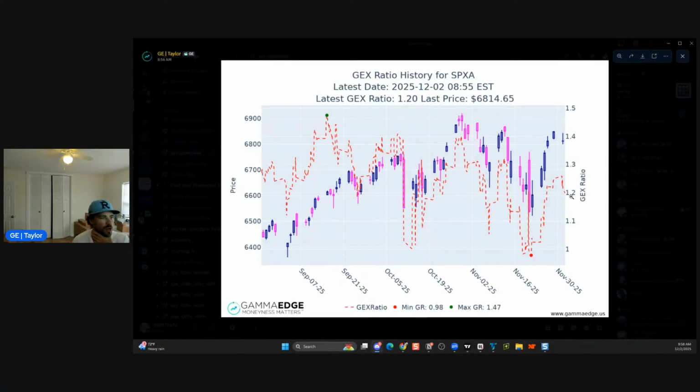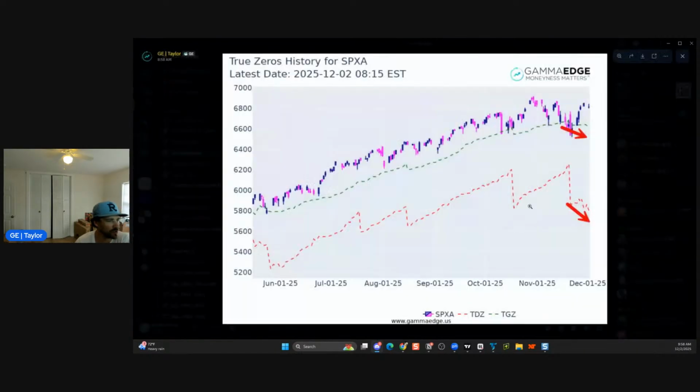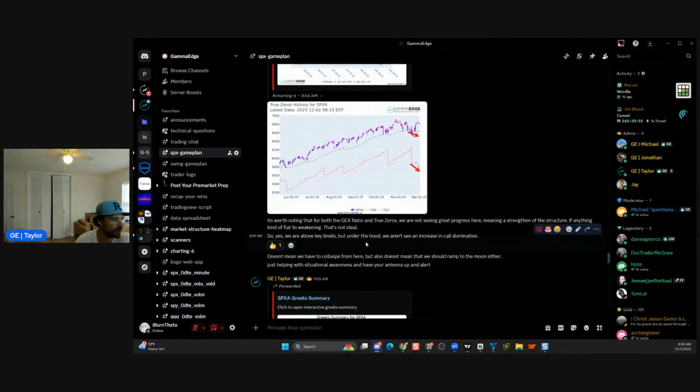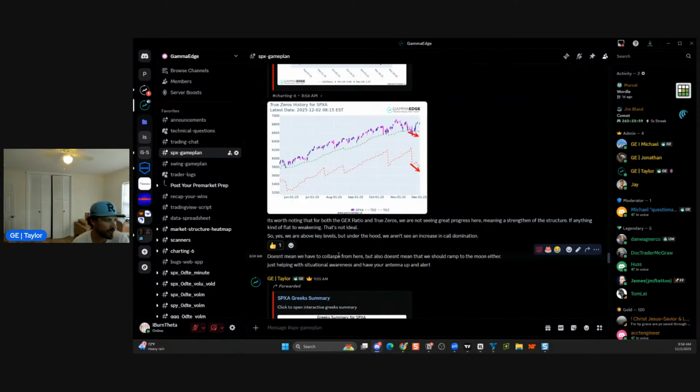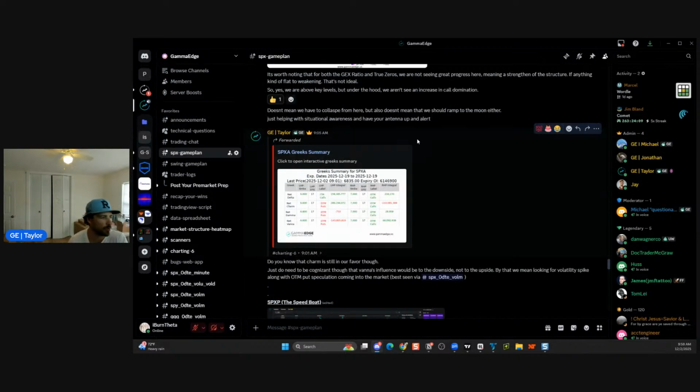But price is getting back to highs, and GEX ratio is nowhere near those highs. So, something to be cognizant of there. Looking at the true delta zero and gamma zeros, yes, we're above all of them, but they're flat to declining. As I said, this is not necessarily actionable per se, but just helping with your situational awareness. It doesn't mean we necessarily have to collapse, but it doesn't mean that we're just going to go to the moon either. So your antenna should be up, should be alert, not getting complacent here. It's going to be important.